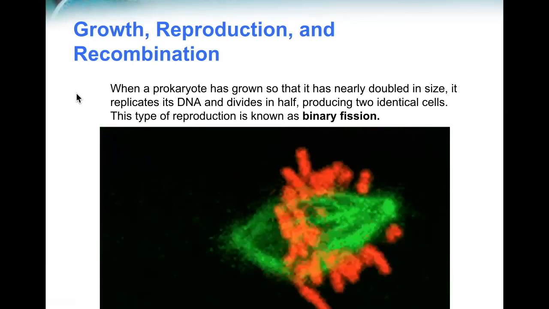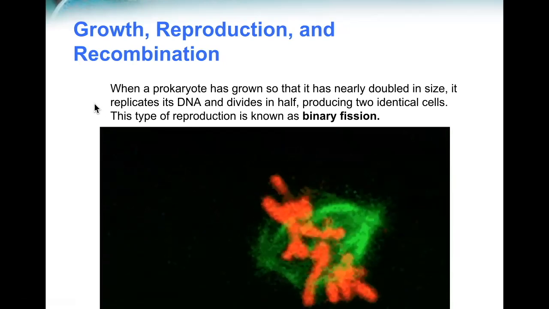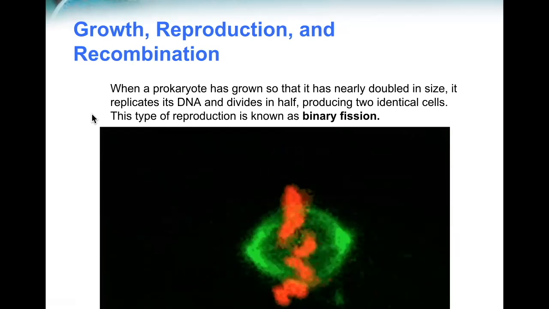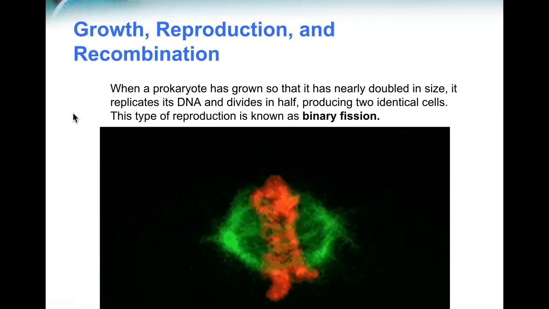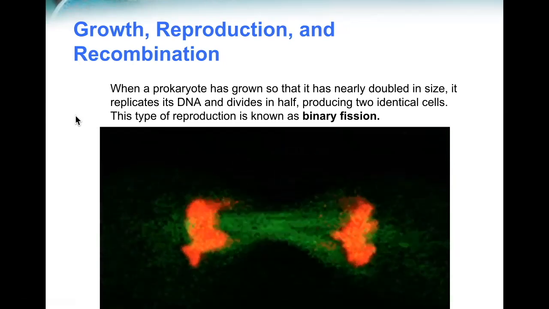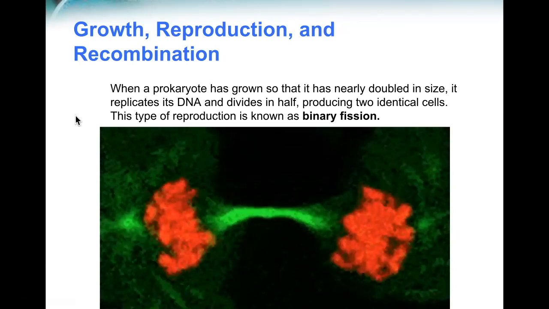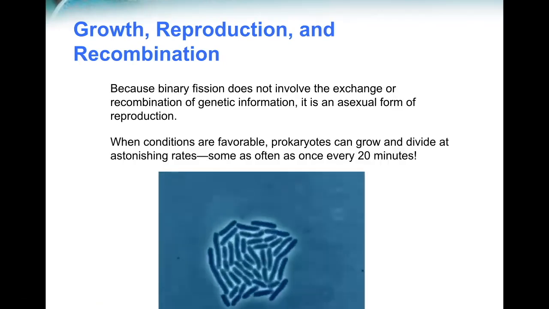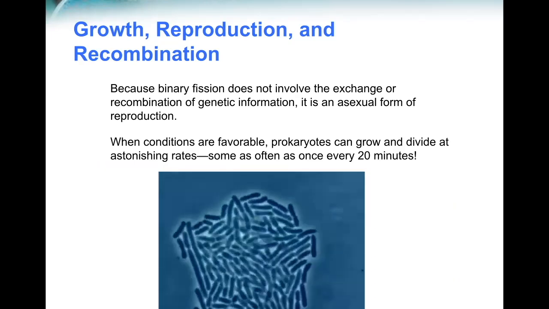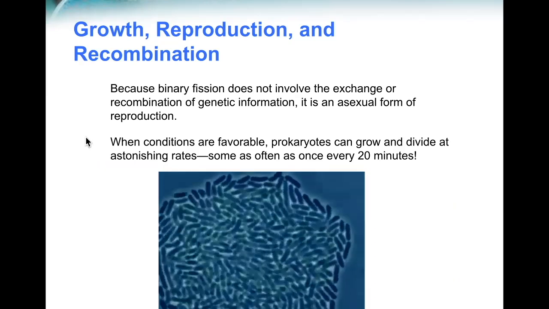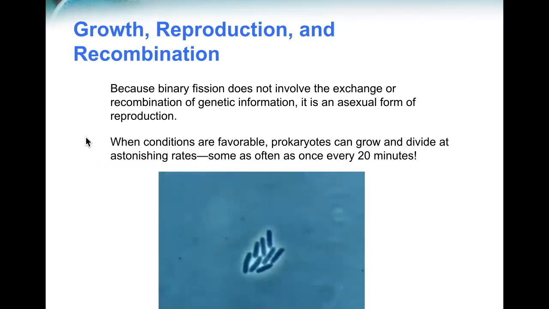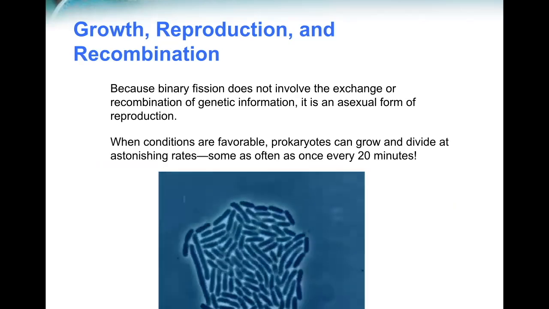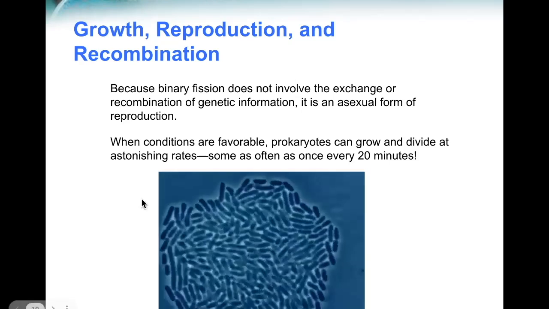When a prokaryote has grown so that it nearly doubles in size, it replicates its DNA and divides in half, producing two identical cells. This type of reproduction is called binary fission. Because binary fission does not involve the exchange or recombination of genetic information, it is an asexual form of reproduction. When conditions are favorable, prokaryotes can grow and divide at astonishing rates, some as often as every 20 minutes. And this is a time lapse.